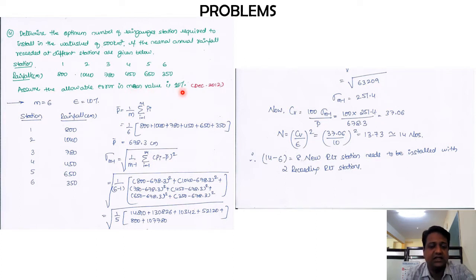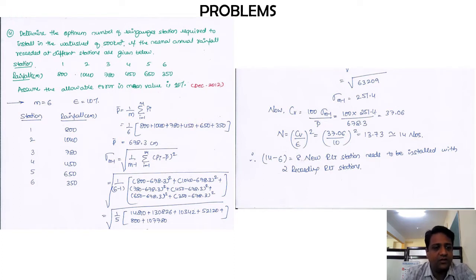That is, the percentage of error that is allowed during this particular collection of rainfall data from all these six rain gauge stations is limited to 10%. This question was asked in December 2012 and it is for 6 marks.